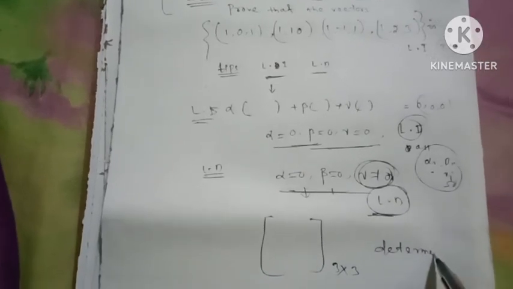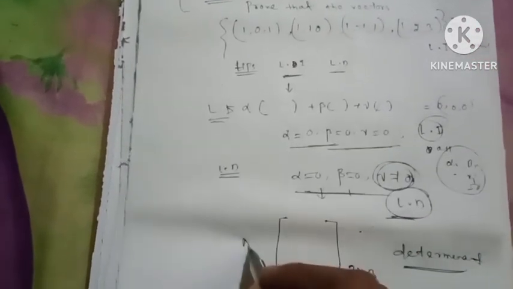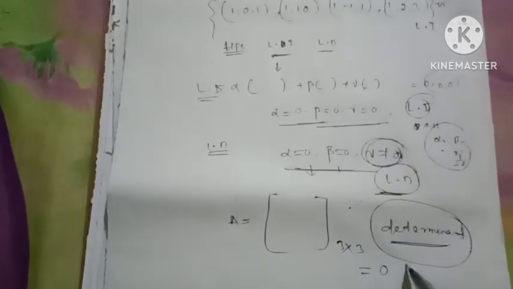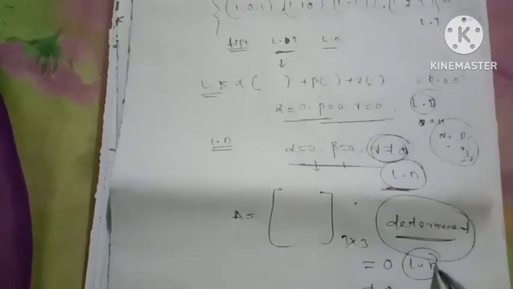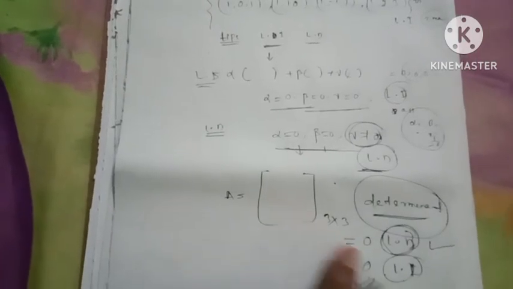Take the determinant of the given matrix, the A matrix. If the determinant is 0, the vectors are linearly dependent, and the opposite. If the determinant is not 0, then linearly independent. Remember this: determinant not equal to 0 means linearly independent in case of a matrix. I will explain this question with the short trick method. Question 1.